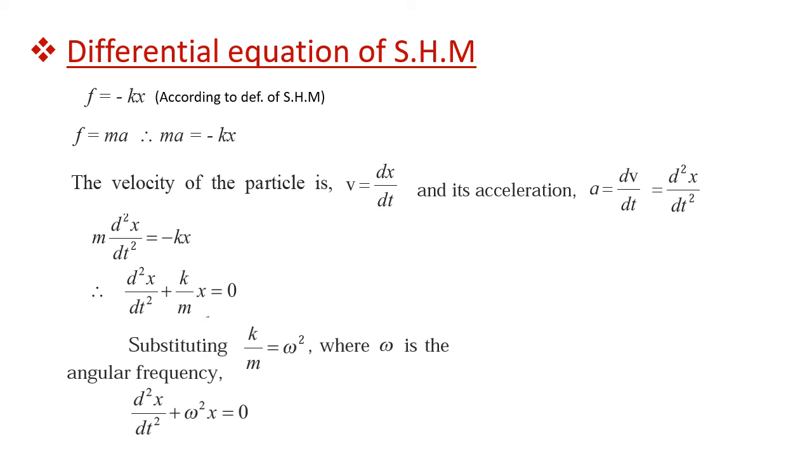So this particular equation, d2x upon dt square plus omega square x equal to 0, is known as the differential equation of simple harmonic motion. Using this equation, we will be able to derive the equations for acceleration, velocity and displacement for a particle performing simple harmonic motion. We will try to derive it afterwards.